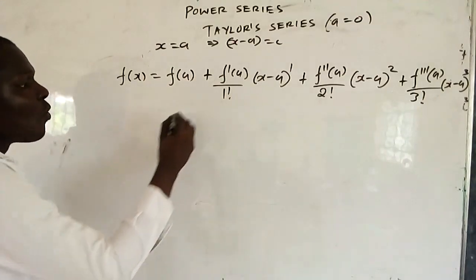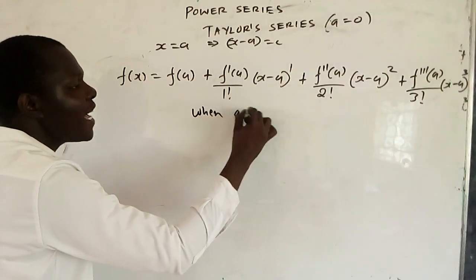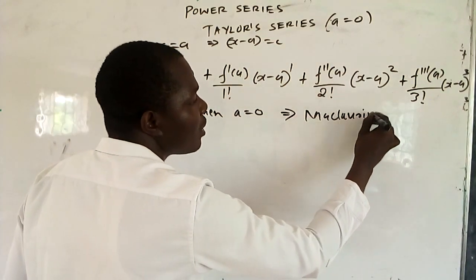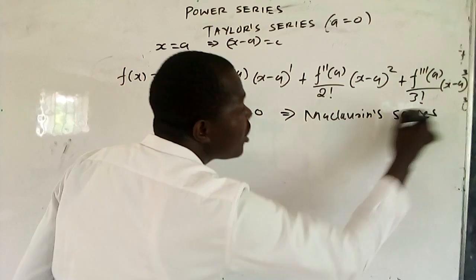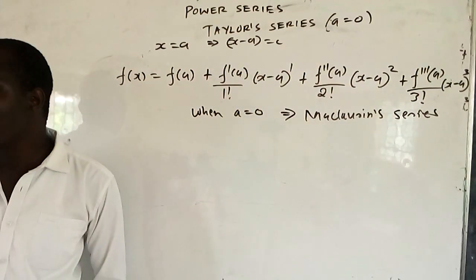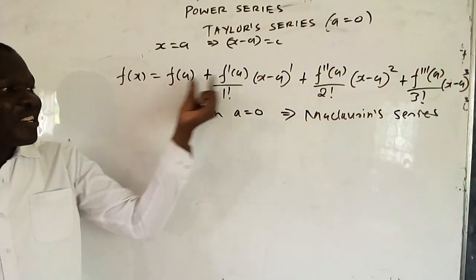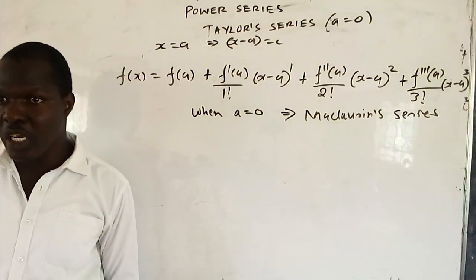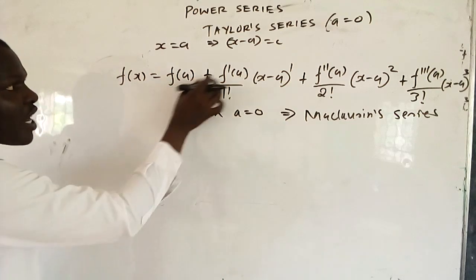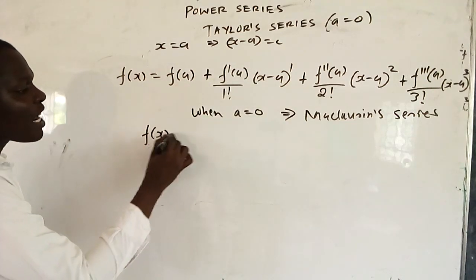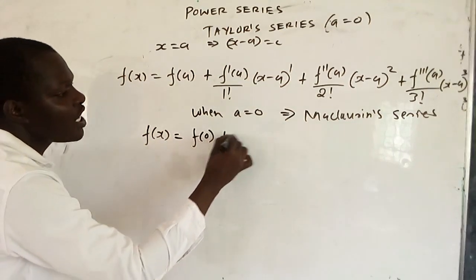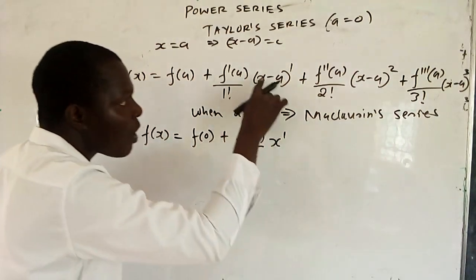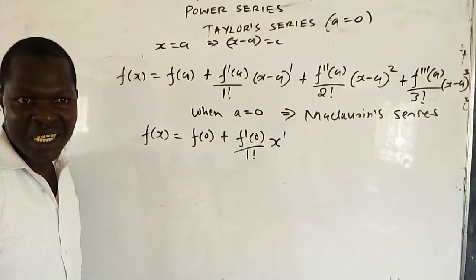So it means when a is equal to 0, then it implies the Maclaurin series. Meaning anytime you want to get the Maclaurin series, you just write the Taylor series. Then when a is 0, it becomes the Maclaurin series. Are you seeing that? Yes. So where there is a, if you put 0, you get the Maclaurin series to be f of 0 plus f prime of 0 over 1 factorial x raised to power 1 because it is x minus 0, isn't it? Yes.